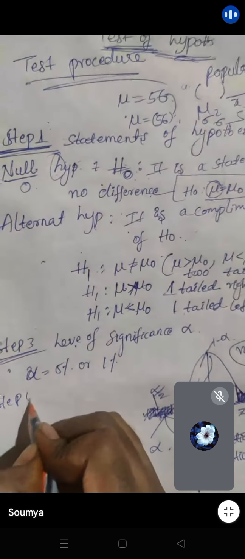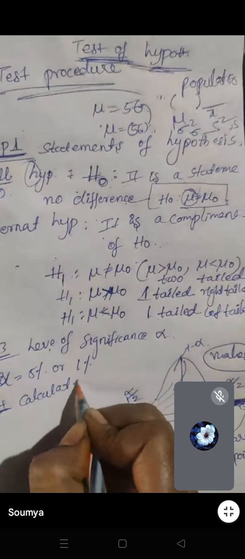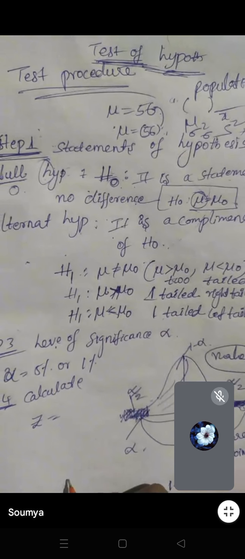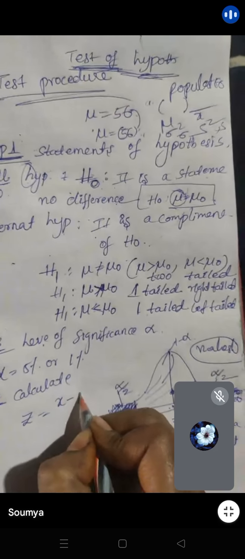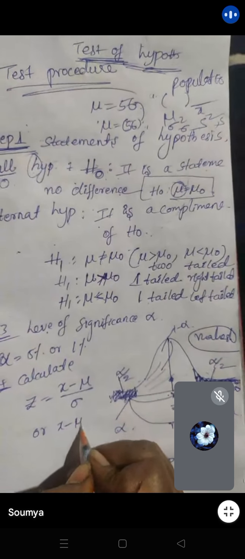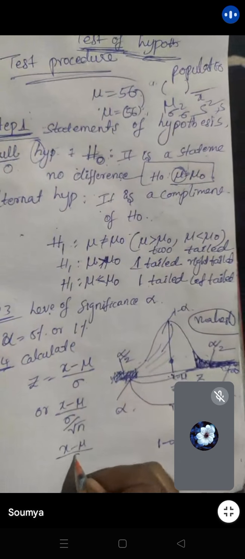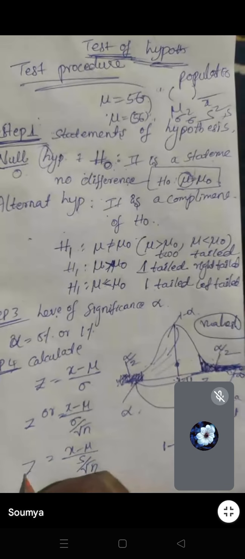And next, step 4 is that you have to calculate the Z value. Sometimes it is x minus mu by sigma by root n, and sometimes you will get x minus mu by s by root n. These are the formulas for Z.